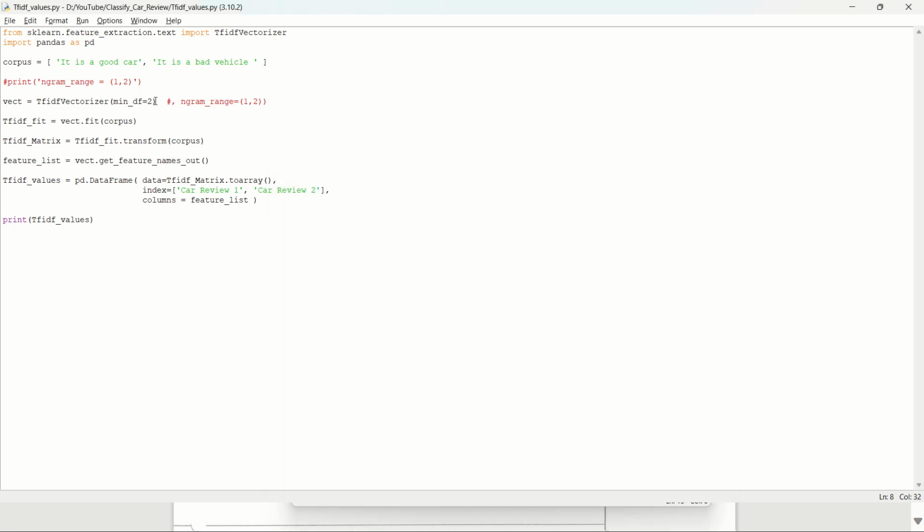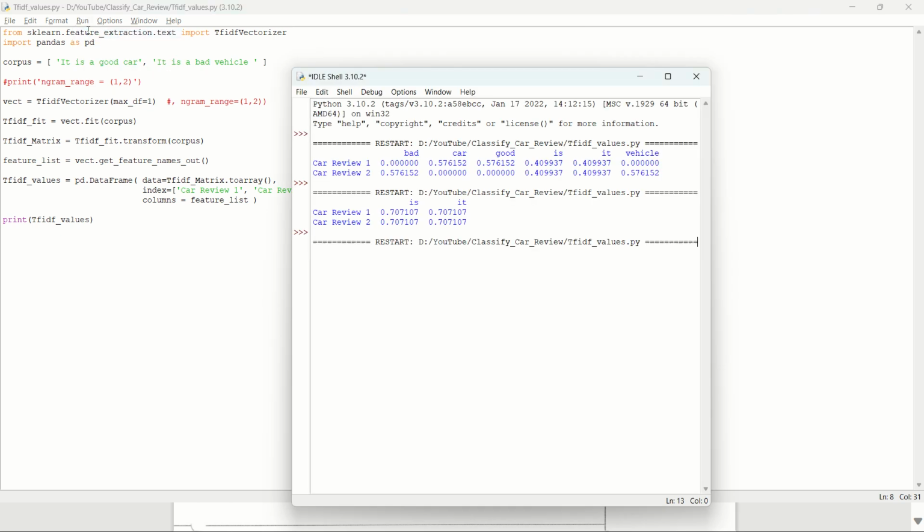So let's take, for example, max_df, so it should at most occur once. As you can see now, the results are bad, car, good, vehicle. So we have ignored the repeated words in this case. So max_df mentions it must occur at most once.